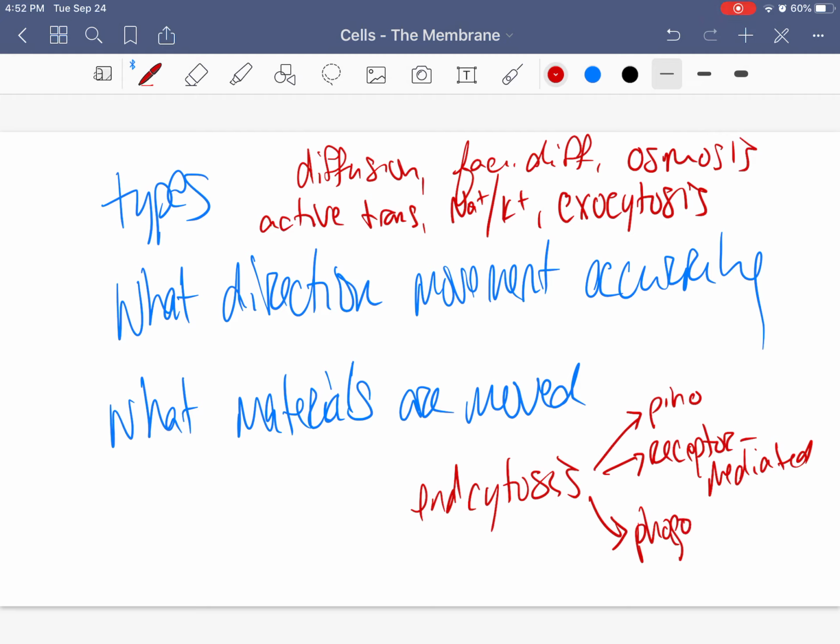Right? So if you can tell me what direction movement is occurring, if you can tell me what types of materials are moving in, so for instance, facilitated diffusion is going to be charged ions or ions that are too large, or materials that are too large to move directly through. If you can say that about everything that we talked about today, you are in a good place.